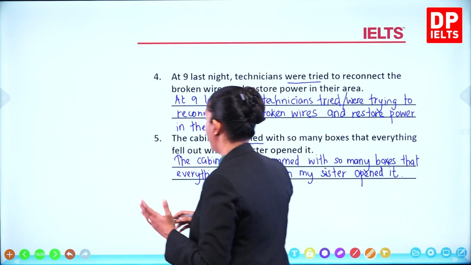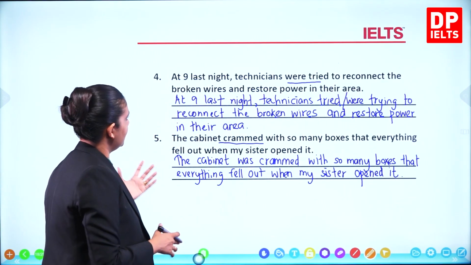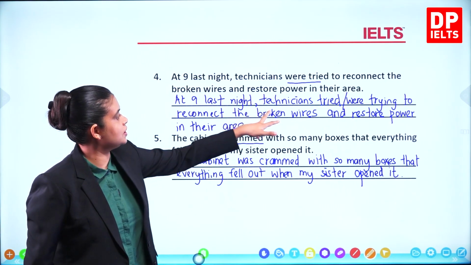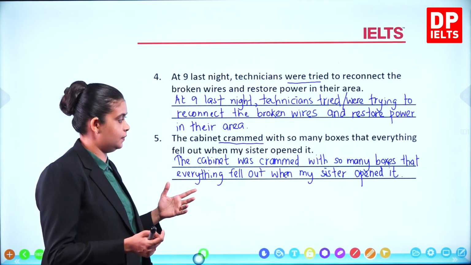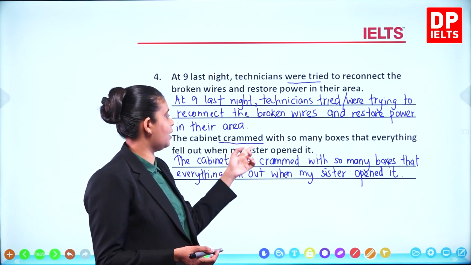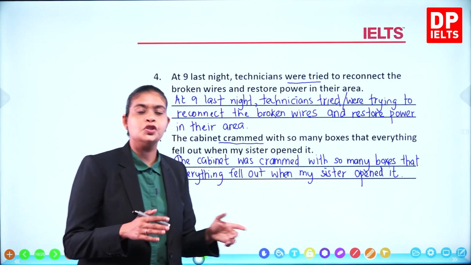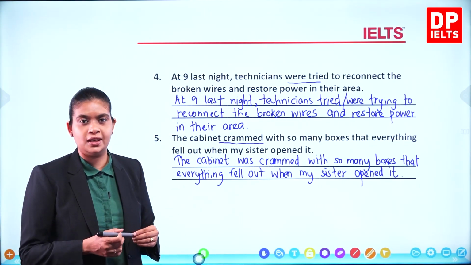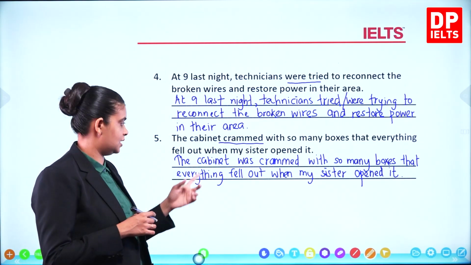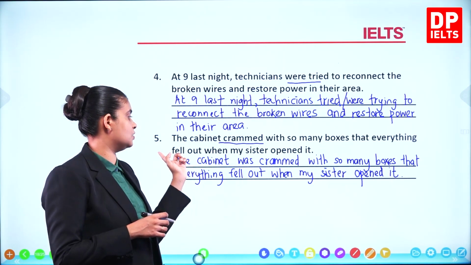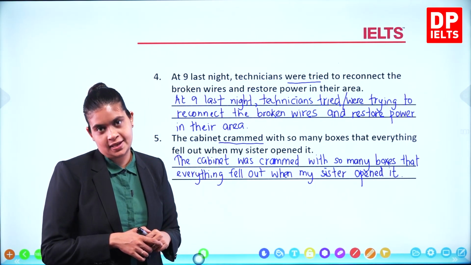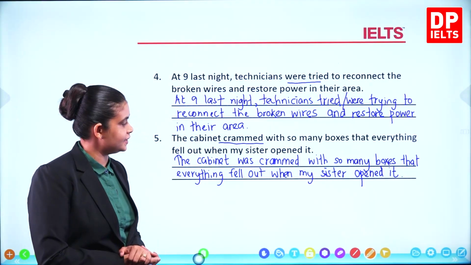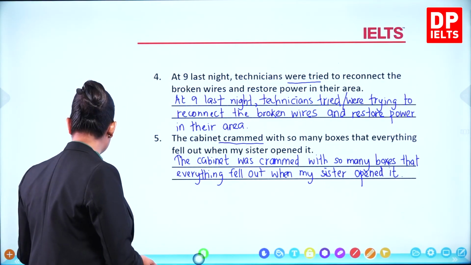Right? So now we have discussed the next two as well. So you don't say were tried, either you have to say tried or they were trying, right? And you don't say cram because it's along with, so you know that it has to be a passive voice sentence. So it's simple past tense. So the cabinet was crammed with so many things, right? All right, so let us move to the next activity.